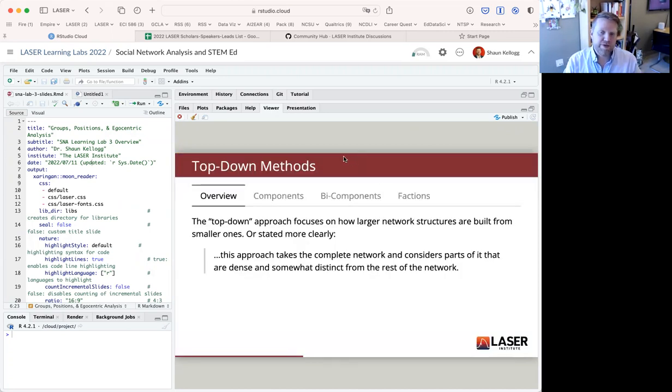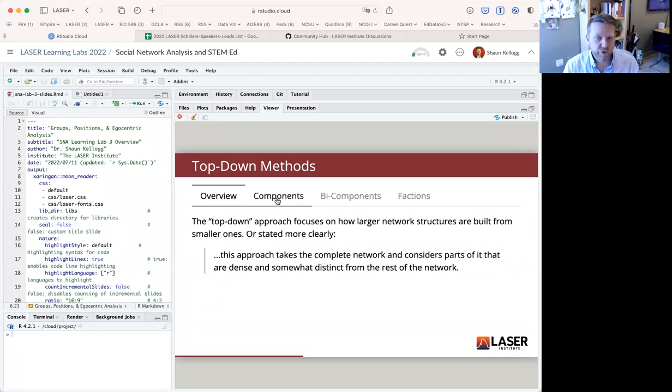Okay, so top-down methods. We're going to talk about a few common approaches, but these top-down methods are very, very simple definitions of group. Basically, top-down approaches focus on how larger network structures are built from smaller ones. This is from Carolyn's book, and he has a nice way of saying it. He says this approach takes the complete network and considers parts of it that are dense and distinct from the rest of the group. And we're going to look at some examples of what that actually means.